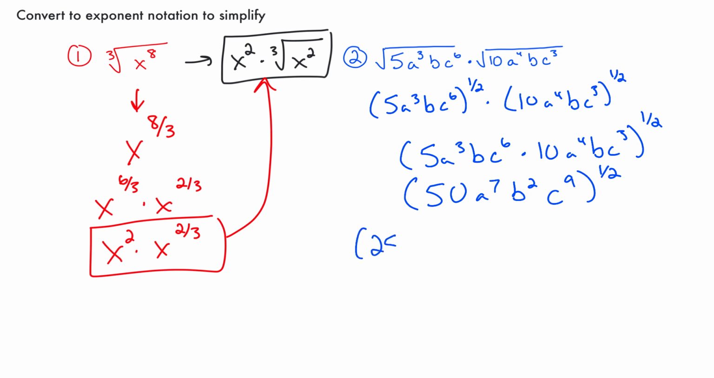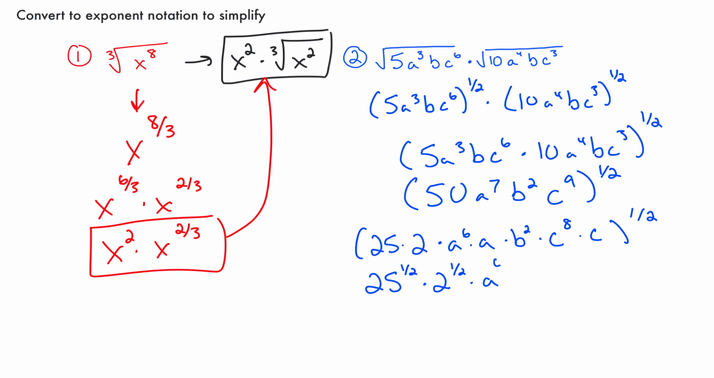50 is just 25 times 2. A to the 7th is just a to the 6th times a. B squared, I'm going to leave the same. C to the 9th is just c to the 8th times c to the 1st power. And the reason I split it like that is because when I distribute the 1/2, I'll get 25 to the 1/2 power times 2 to the 1/2 power times a to the 6 over 2 power times a to the 1/2 times b to the 2 over 2 times c to the 8 over 2 times c to the 1/2.